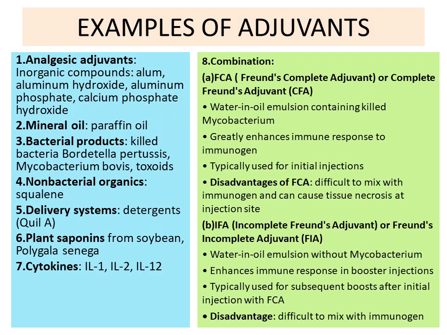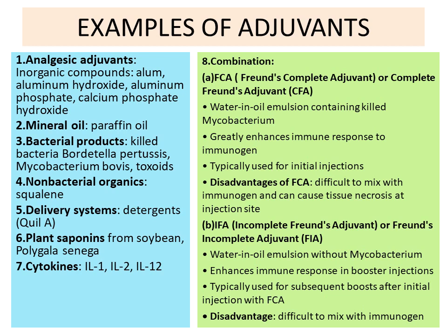Some examples of adjuvants are analgesic adjuvants, for example, alum, aluminium hydroxide, aluminium phosphate, calcium phosphate hydroxide. Second is mineral oils, for example, paraffin oils. Bacterial products, for example, killed bacteria, can be Mycobacterium, Botulinum, toxoids, non-bacterial organics, squalene, delivery system, detergents, for example, Quil A, plant saponins from soybeans, cytokines like interleukin 1, interleukin 2 and interleukin 12. Then we have combination of adjuvants.